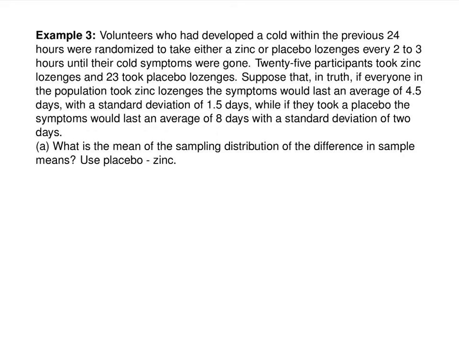Alright, let's look at a real example that has numbers and data and differences. Volunteers who had developed a cold within the previous 24 hours were randomized to take either a zinc or placebo lozenge every 2 to 3 hours until their cold symptoms were gone. 25 participants took zinc lozenges and 23 took placebo lozenges. Suppose that in truth, if everyone in the population took zinc, the symptoms of their cold would last an average of 4.5 days, with a standard deviation of 1.5 days. Or if they took a placebo, the symptoms would last an average of 8 days with a standard deviation of 2 days. What is the mean of the sampling distribution of the difference in sample means?